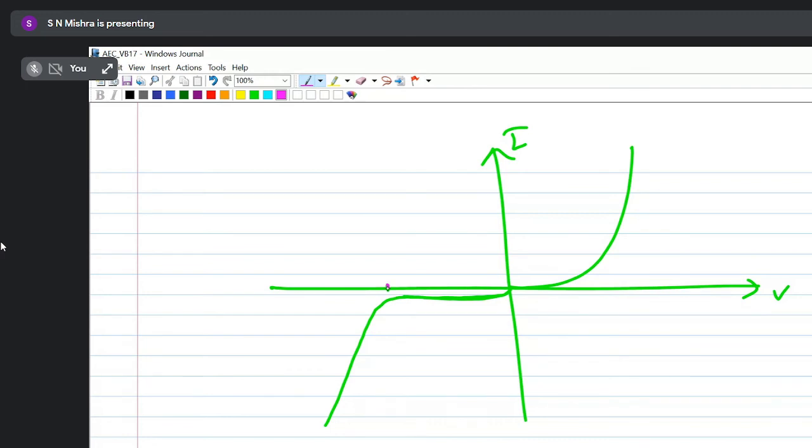What is this point? Sir, the breakdown. So breakdown voltage, VBR, right? So when I increase reverse voltage, then after a certain point, the current will increase heavily. That will break down the diode. So the same thing is happening here.